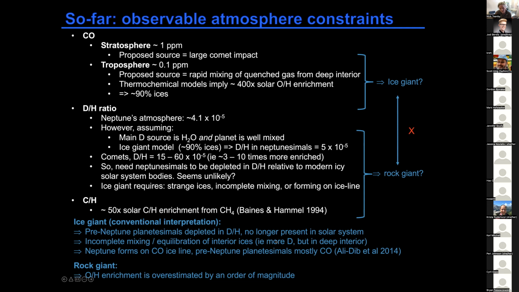That would also be quite strange though, because this D to H ratio on Neptune, Uranus actually has quite a similar D to H ratio. And those two planets are very different. They've got different densities, so different heat fluxes. So it would be odd if they were mixed to different degrees, but had very similar D to H ratios. I think that would be quite an odd coincidence. Or Neptune forming on this ice line.